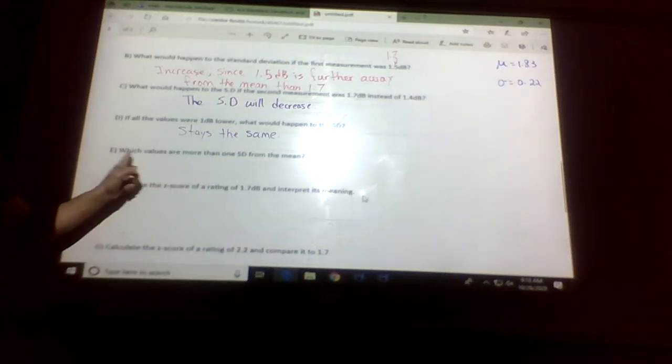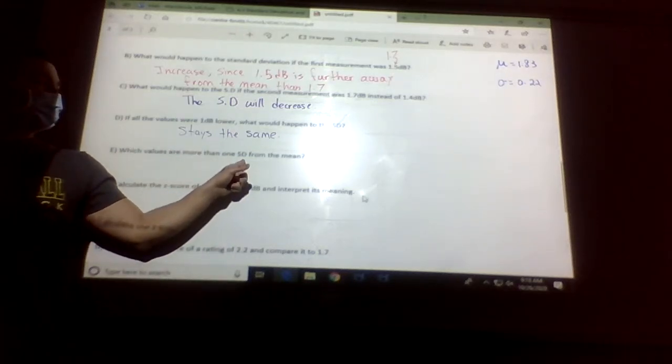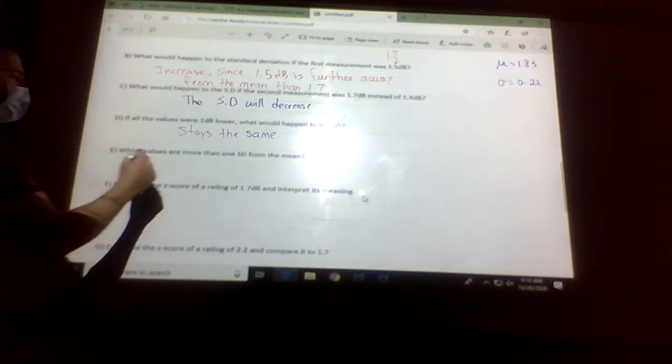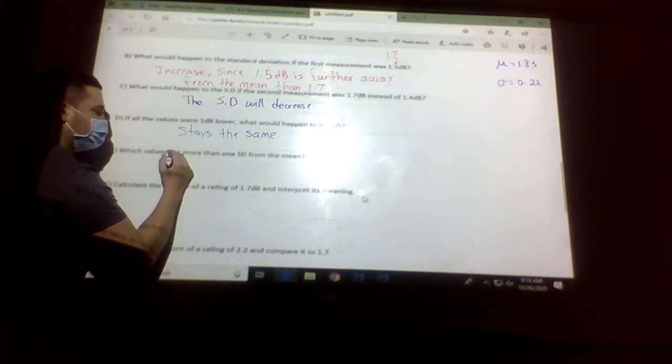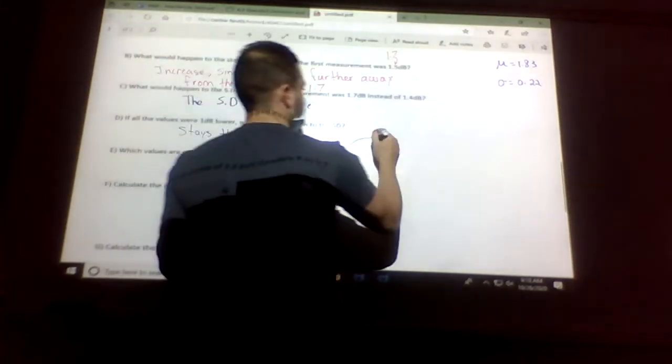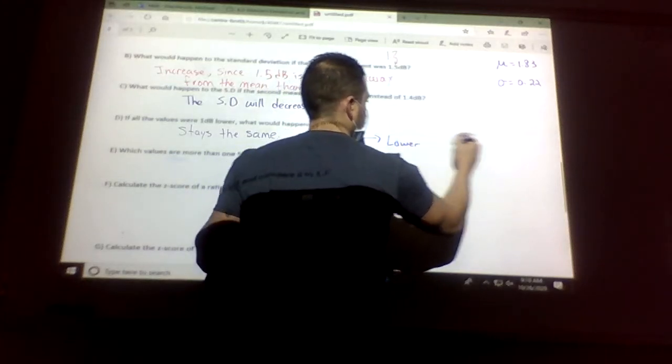Okay, which values are more than 1 standard deviation away from the mean? So we have to see which values are further than 1 standard deviation. Here's how it works. We have the lower end, lower and higher.